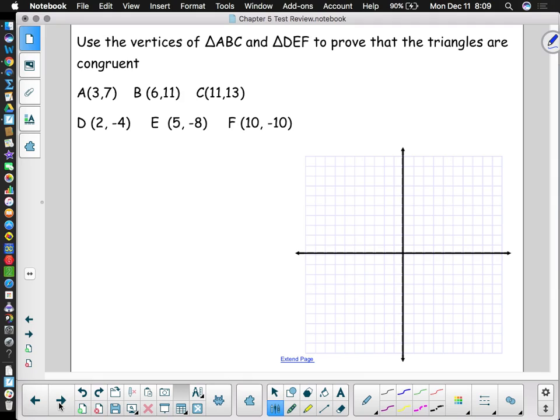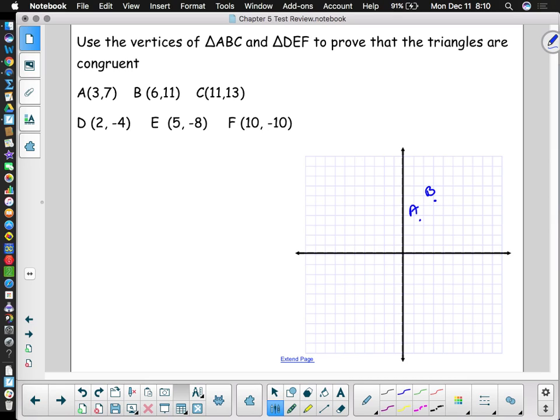Using the vertices of triangle ABC and DEF to prove the triangles are congruent. Oh dear. Okay, little bit tricky because the numbers were big. But we can go ahead. A is at 3, 7. I'm going to go by twos. 2, 4, so 3, 2, 4, 6, 7. There's A. B is at 6, 11. 2, 4, 6, 2, 4, 6, 8, 10, 11.